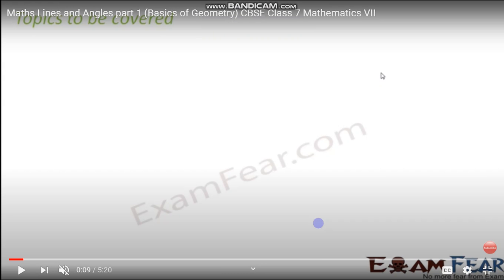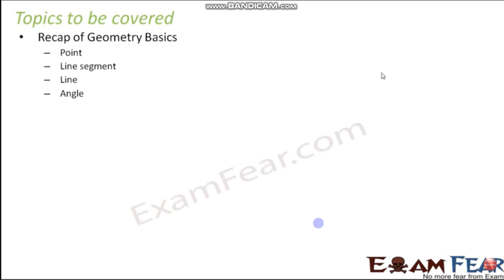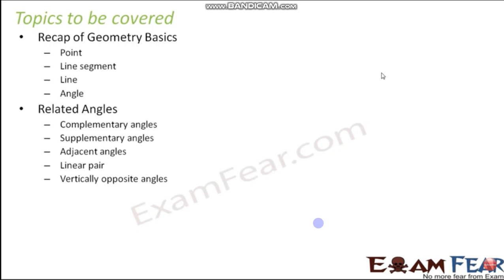Today we will discuss a new lesson, lines and angles. The topics to be covered in this lesson are the basics of geometry, wherein we will talk about point, line segment, and related angles: complementary angles, supplementary angles, adjacent angles, linear pair, and vertically opposite angles. And line pairs: intersecting lines, parallel lines, and transversal lines.